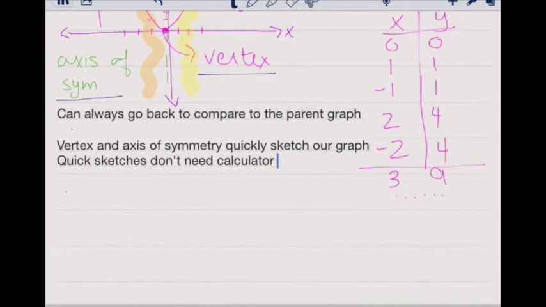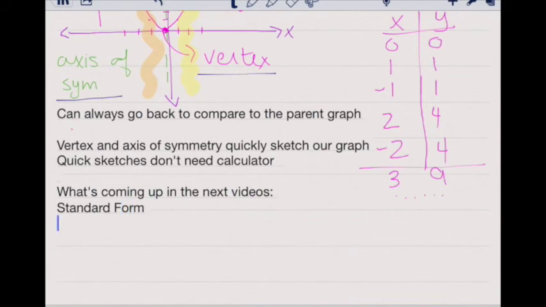And what's coming up in the next videos? We'll be talking about standard form, the vertex form of the quadratic equation, the intercept form of the quadratic equation, and some sample problems.